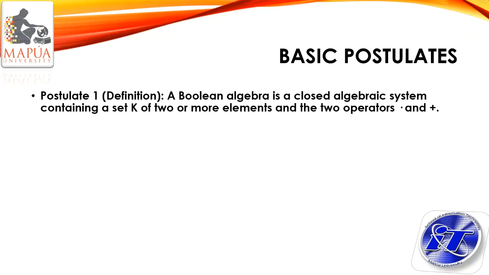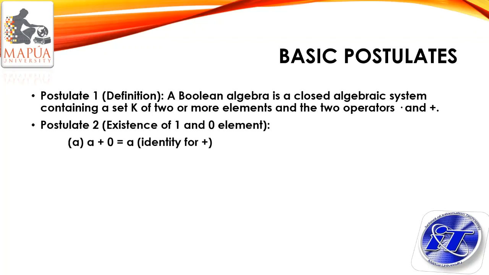Let's move on with postulate 2, existence of 1 and 0 elements. What is the effect of 1 and 0 in our equation? If we OR a variable with 0, the result is the original variable. There's no effect when we OR a variable with 0, still A. And if we AND any variable with 1, it will be the same variable. The value is still the same, A. There's no effect if we AND a certain variable with 1, still that variable.